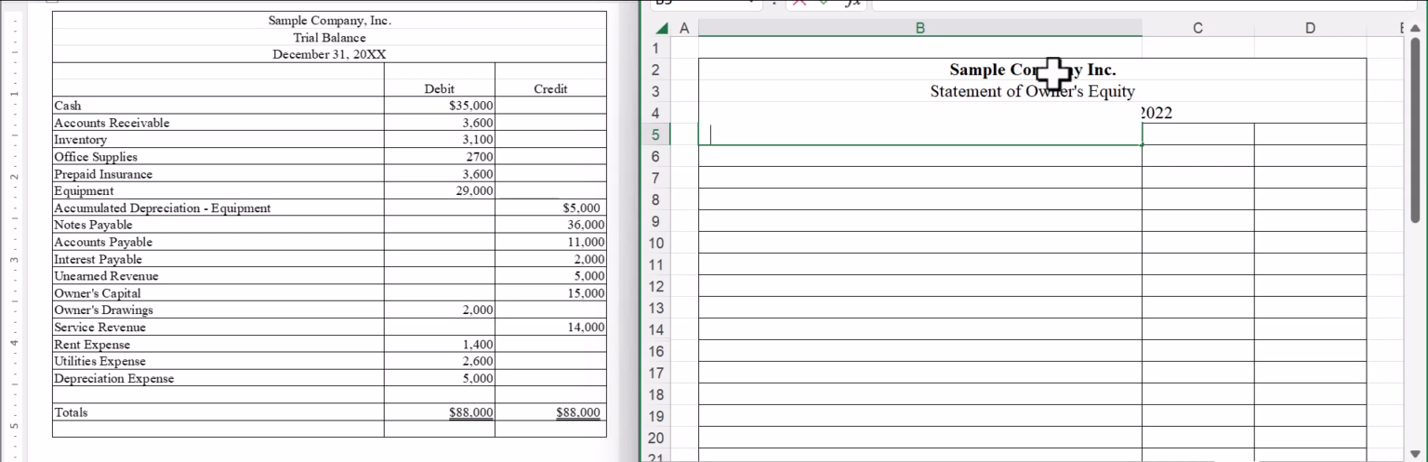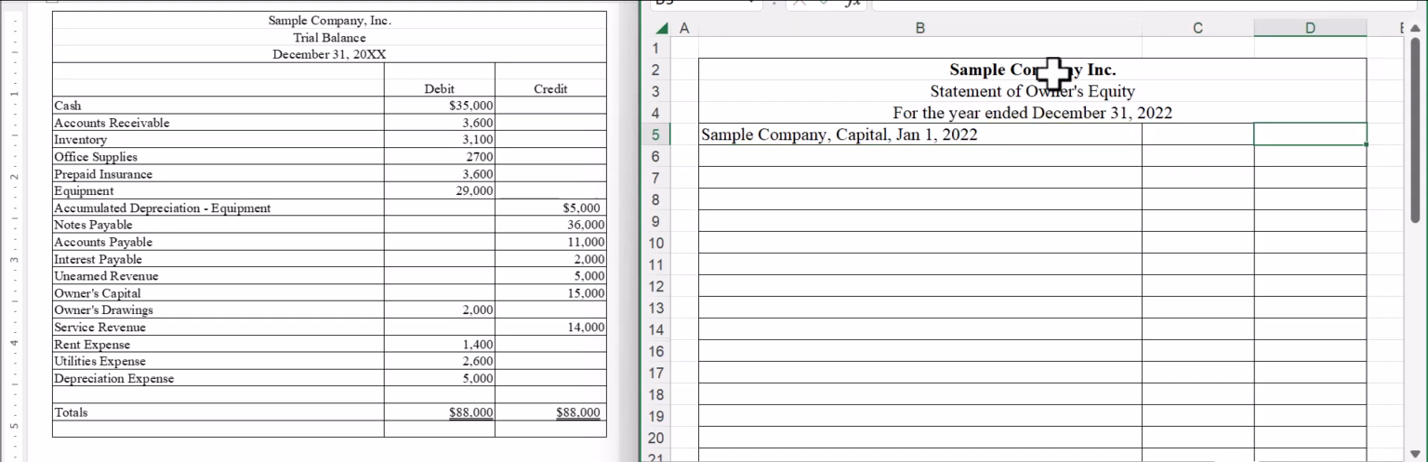We could call this Sample Company Capital, January 1st, 2022. I'm going to use the right-hand column for this number. And as always, the first number in each column gets a $ sign. The next section we like to call Add. And here we are going to add any additional investments by owner. We weren't given any of that information, so we're going to assume that there was not.